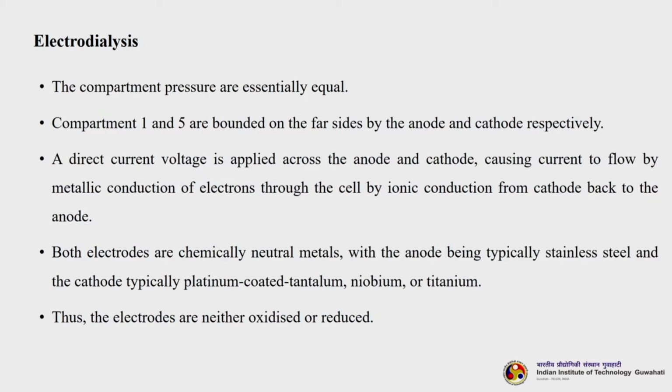The compartment pressures are essentially equal. Compartments 1 and 5 are bounded on the outer sides by the anode and cathode respectively. So, a direct current voltage is applied across the anode and cathode, causing current to flow by metallic conduction of electrons, and through the cell by ionic conduction from cathode back to the anode. Both electrodes are chemically neutral metals, with the anode being typically stainless steel and the cathode typically platinum coated tantalum, niobium or titanium. Thus, the electrodes are neither oxidized nor reduced.